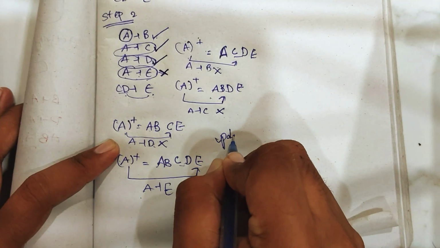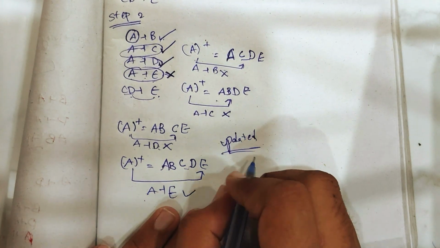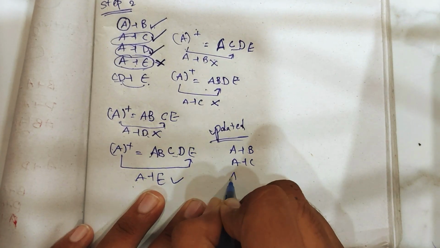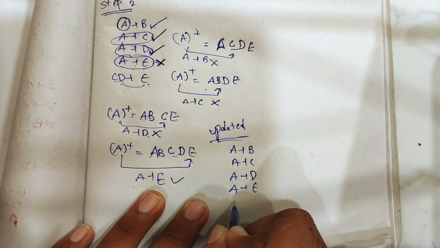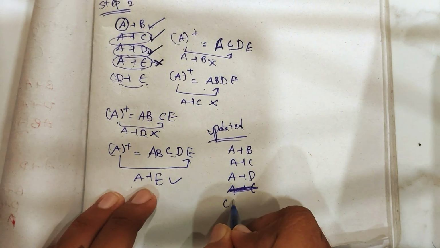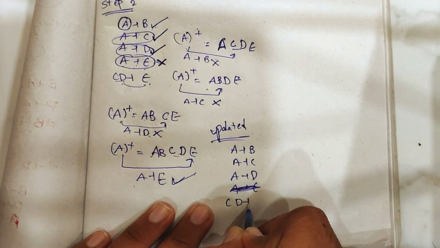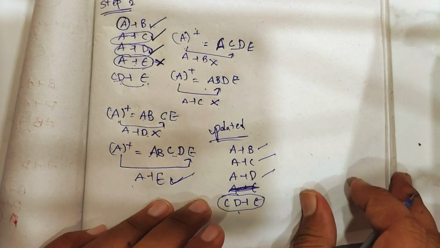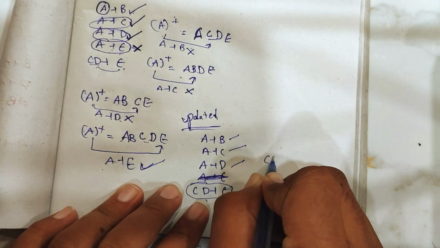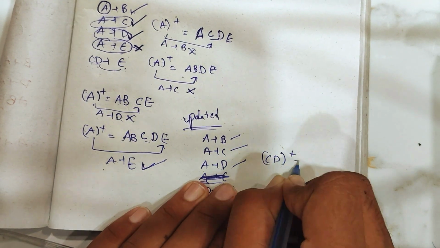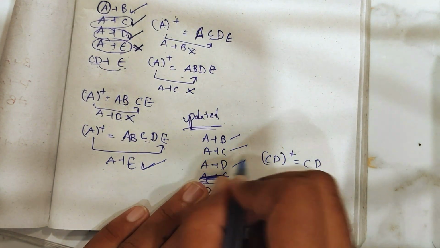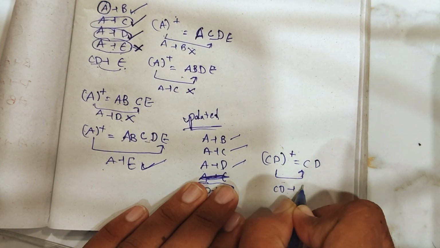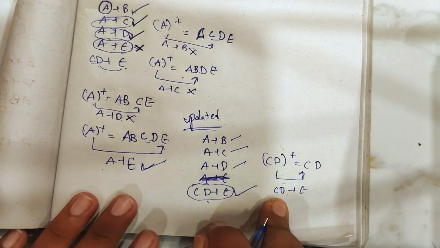Now write the updated list. If anything is deleted, you had better write the updated list immediately. A to B, A to C, A to D, and A to E is deleted here. C D to E is the one that is not checked. So find the closure of CD without considering CD to E. Is there C to something or D to something? There is nothing. So there is no CD to E, so this must be contained in the set.